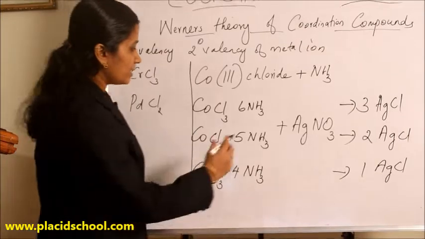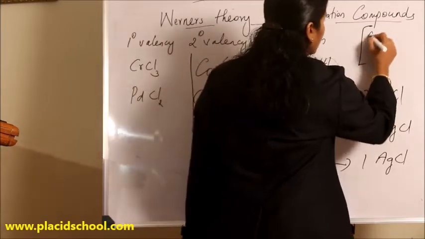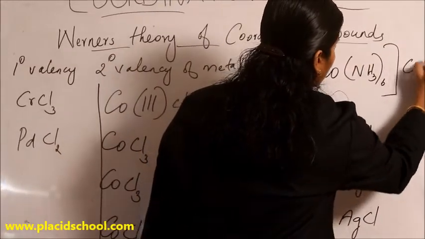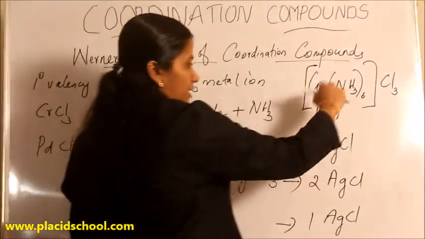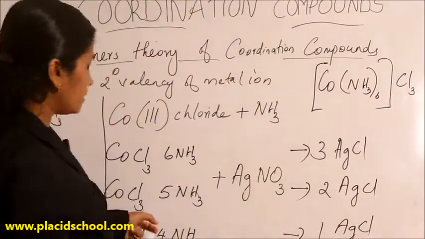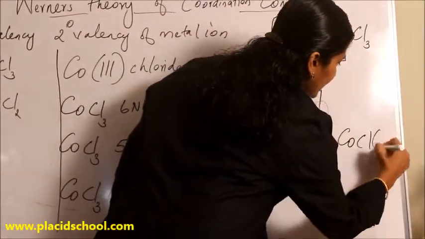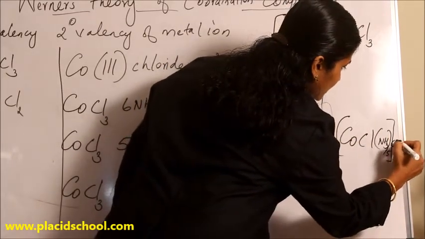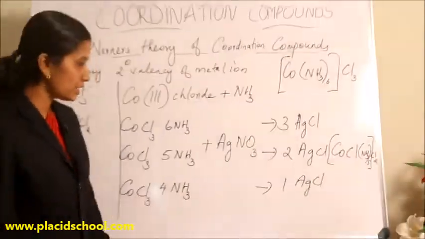The first compound he wrote as [Co(NH3)6]Cl3. The 3 chloride ions present outside the coordination sphere are the ionizable part. Whereas the second compound is [CoCl(NH3)5]Cl2. Only 2 chloride ions can be seen outside the coordination sphere.